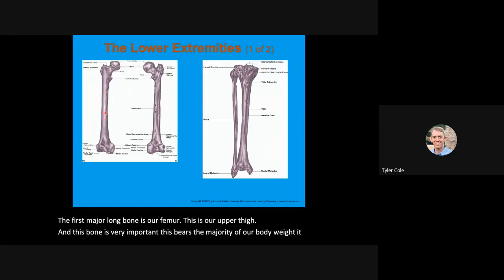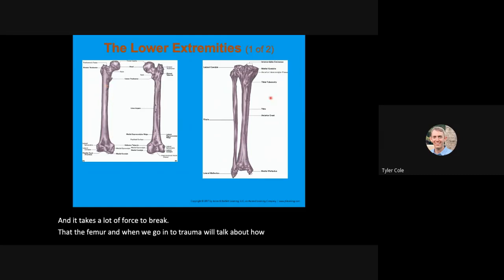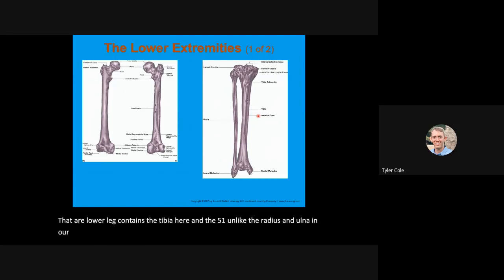It is stronger than steel, and it takes a lot of force to break the femur. And when we go into trauma, we'll talk about how these will present. Then our lower leg contains the tibia here and the fibula. Unlike the radius and ulna in our arms, these bones don't necessarily rotate around each other very much. They just provide the much needed structural stability that our body needs when we are moving around.